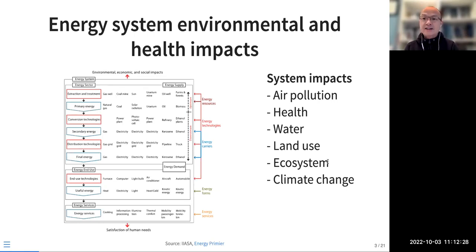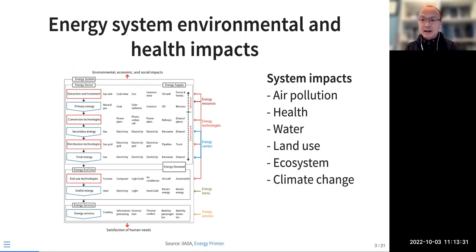We used this chart at the very beginning of our class to show the complexity of the system between energy demand and energy supply, different technologies, and different stages of conversion or delivery from supply to demand to the final energy service. However, we have to understand that our energy system is embedded in our economy and is also a part of the environment. So we have to understand the environmental, economic, and social impacts of our energy system, as you can see on the top of the chart. But I want to highlight the environmental and health impacts as we discuss in this session.